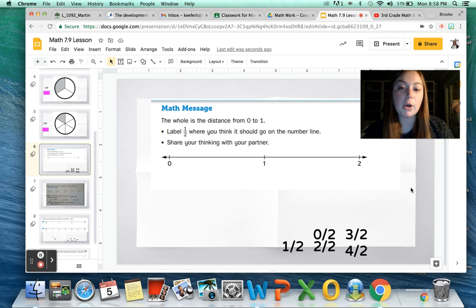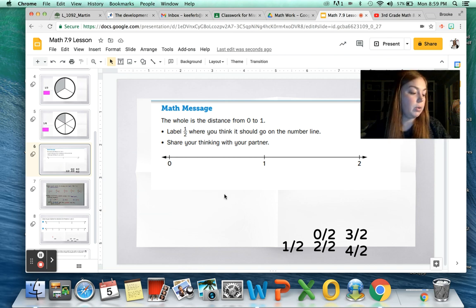So at the top of your workbook page, it says locating 1/2 on number lines, and it has the math message. So it says the whole is the distance from 0 to 1. Label 1/2 where you think it should go on the number line. Share your thinking with your partner. Well, I will be your partner for today. So you want to look at it, and if you look, it says 0 to 1. The whole is 0 to 1.